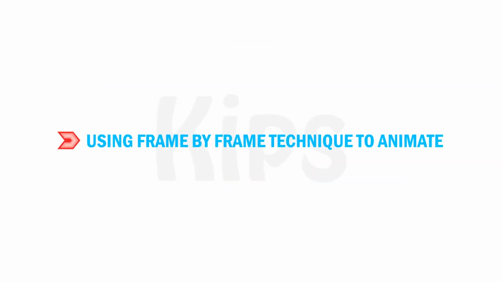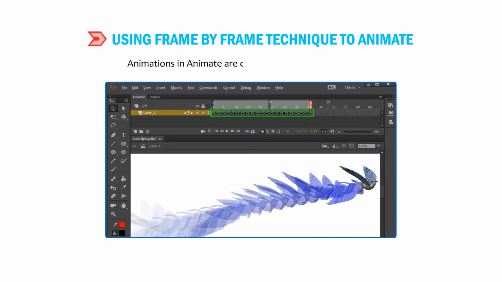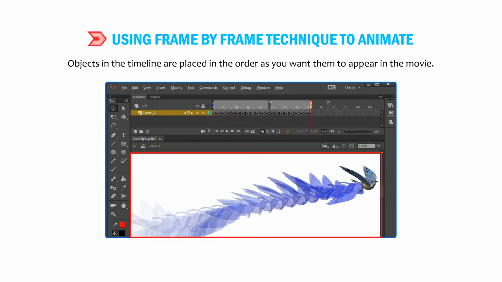Okay, now let's discuss how to use frame-by-frame technique to animate. Animations in ANIMATE are created with the help of frames. Frames in ANIMATE can be defined as little rectangular cells which appear on the timeline. Frames are used to control and organize the content of your movie. Objects in the timeline are placed in order as you want them to appear in the movie.